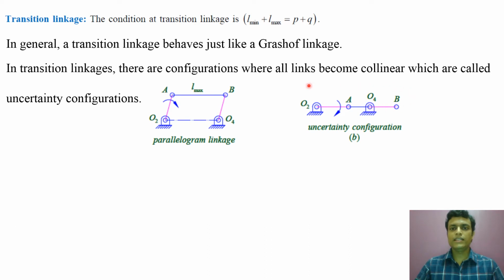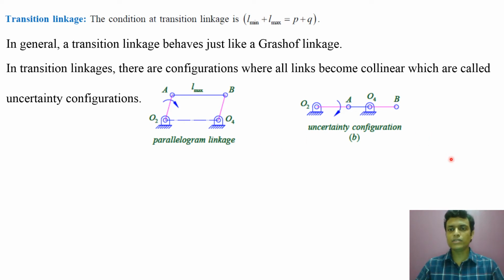So all links become collinear. From this is the uncertainty configuration. Why? Because from this condition, this linkage remains a parallelogram linkage or it can flip into an anti-parallelogram linkage. I have already shown you what the parallelogram linkage is. So from this uncertainty configuration, the linkage may remain a parallelogram linkage or it may flip into an anti-parallelogram linkage.